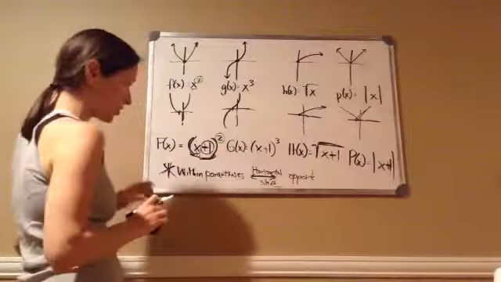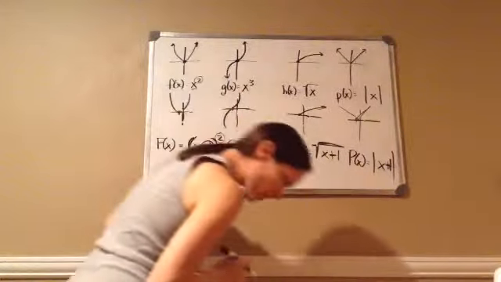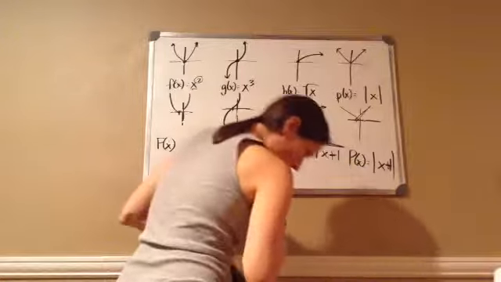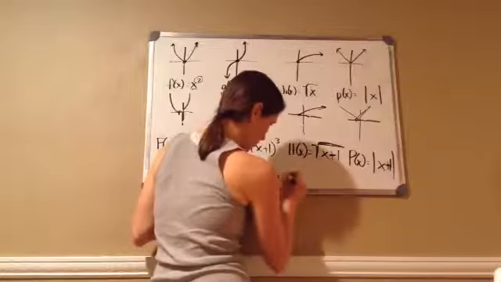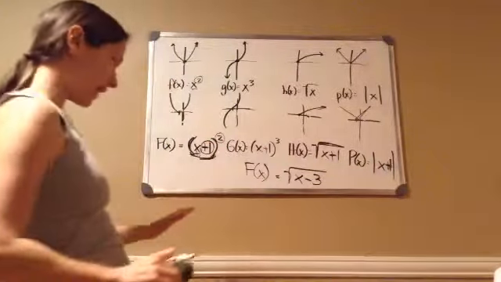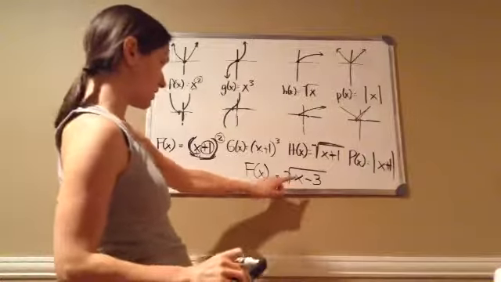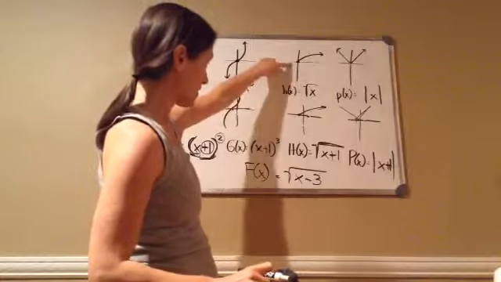Let's actually do one of the problems that they're going to give us. Okay, so here we go. I'm going to put it down here. So the problem that they give me is this. f of x equals the square root of x minus 3. Okay, let's look at this. This is the square root one, so it's going to look like this. One of these.